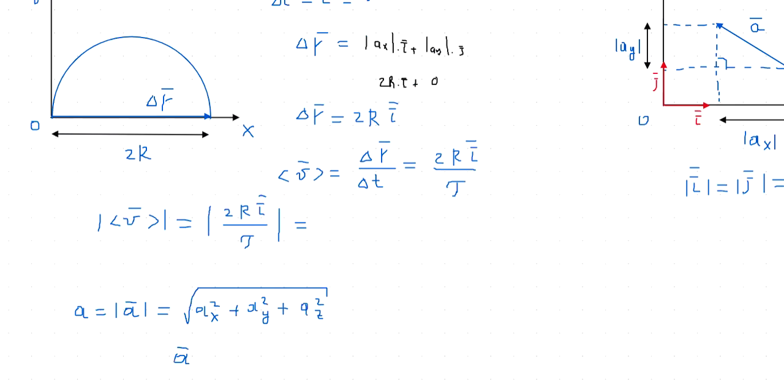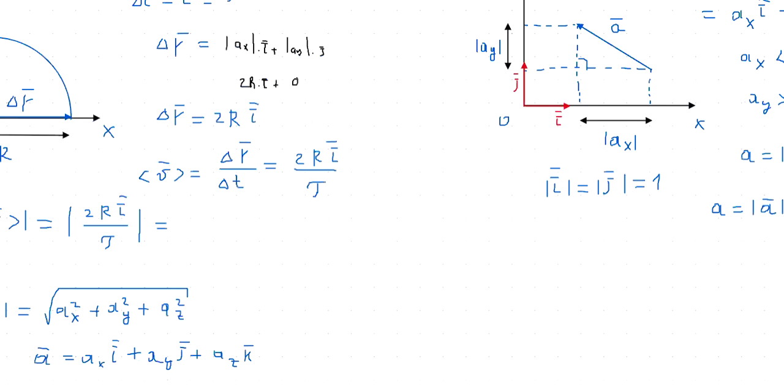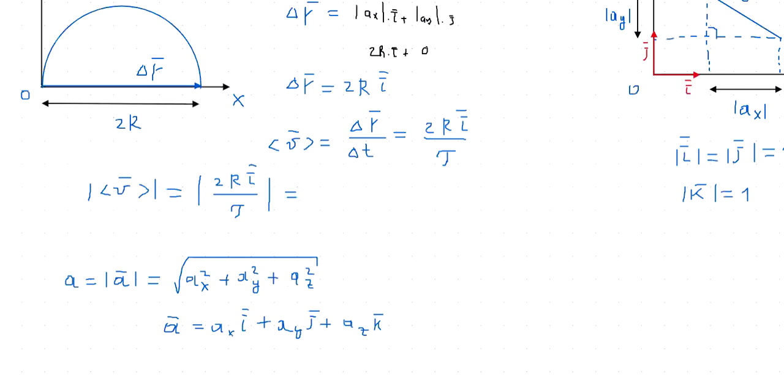I'll remind you that A is equal to ax i plus ay j plus az k. k is also a unit vector that defines the direction of axis Z. Okay, so how to use this here?